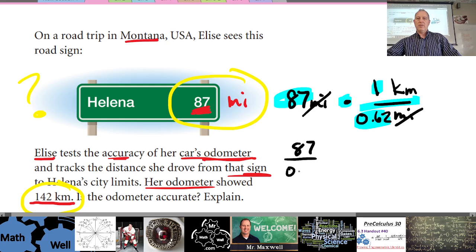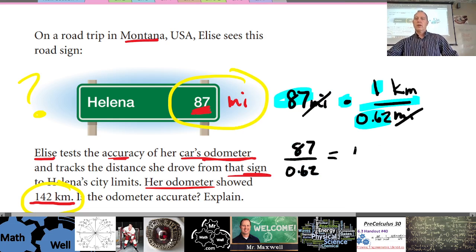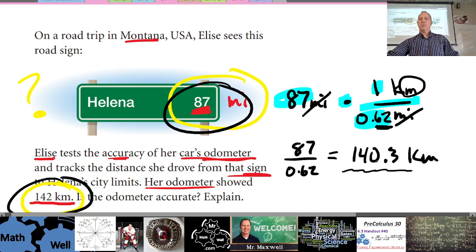So 87 divided by 0.62 is going to be 140.3, and that's in kilometers. Okay, so is 87 miles exactly equal to 142? No. It's equal to 140. Now, I don't know if the back of your textbook uses this exact number that we're using in class with our formula sheet. So they may have a different answer than this, but you should get 140, and you should see that it's different than 142. So your answer, using this number, would be that no, her odometer is not accurate. It's actually 140.3 kilometers. And so the car is showing that it's driving more than it is. It's not quite accurate.